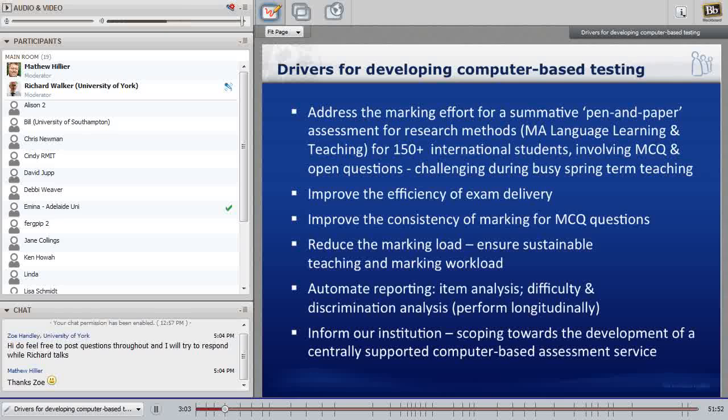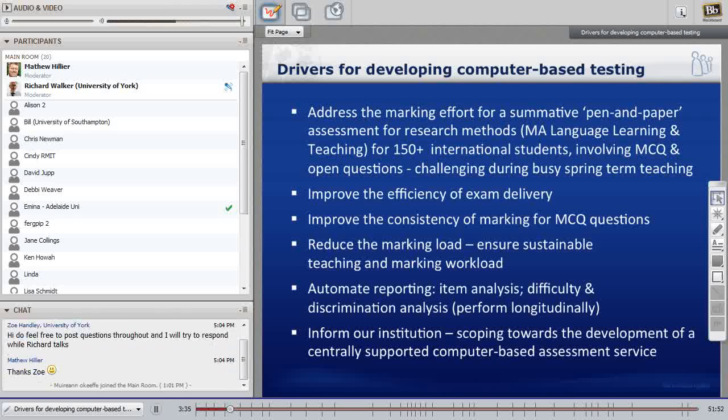So why did we get interested in computer-based testing? Well, it's partly by necessity, in that we had an increasing language education cohort of 150 students plus, and we were obliged to start assessing research methods, which previously had been a core module but one that hadn't been assessed. So we had to find a sustainable assessment schema for the module, and do that during what is a very busy teaching term, our spring term, which is directly after Christmas.